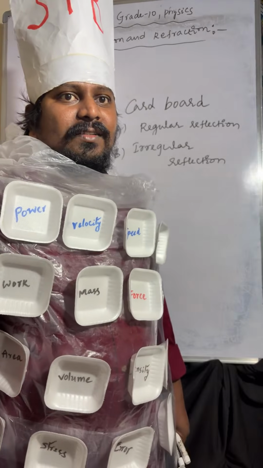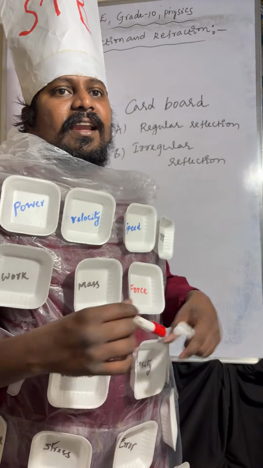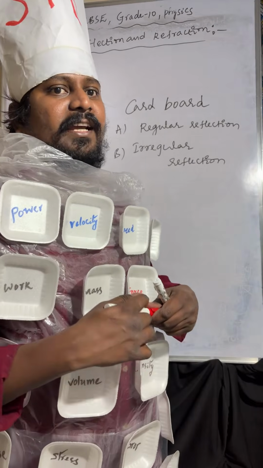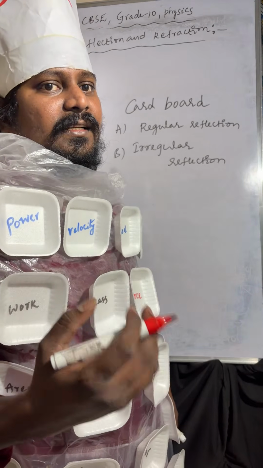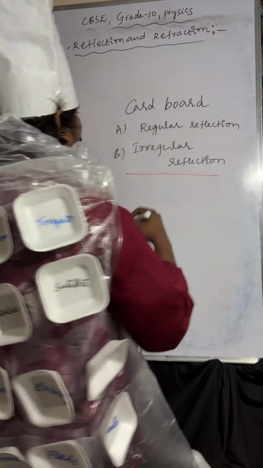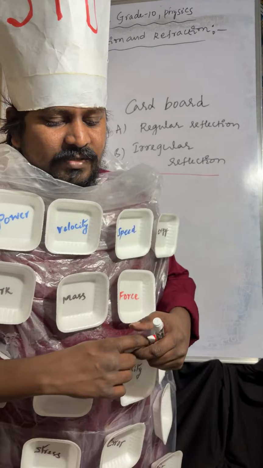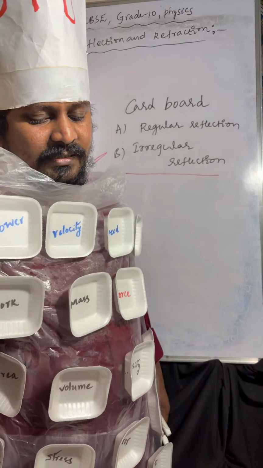Okay. So answer to the question: on cardboard, what type of reflection takes place? Regular or irregular? Irregular. Very good. Irregular is the answer. And the next one, still water surface of a lake.